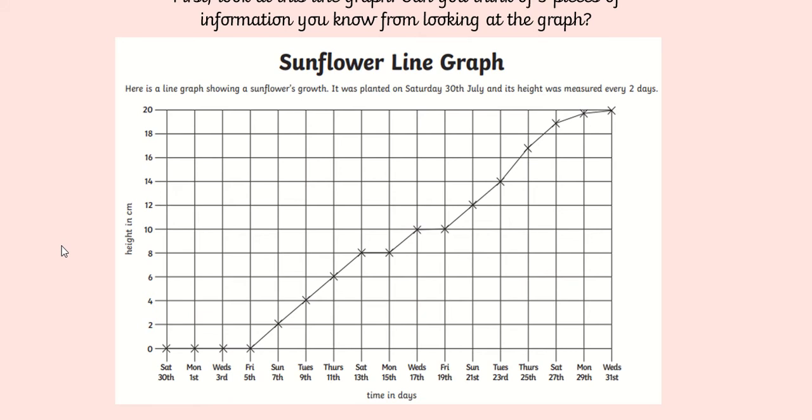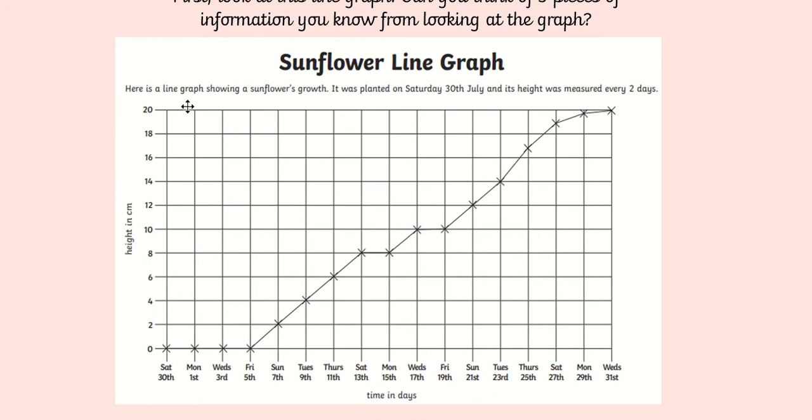Okay, super. There is loads of information to choose from. You could have said it's a graph about sunflowers. Okay, that's what we find out from the title. We can see here that we are measuring the sunflower's height in centimetres. We can also see that we are measuring the time in days. So sometimes we measure time in hours, but this one we're measuring them in days.